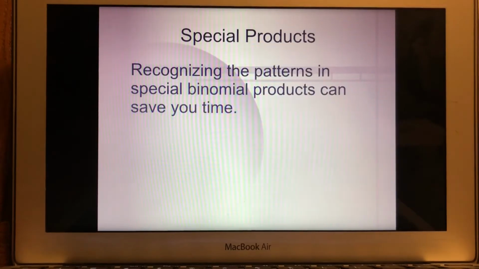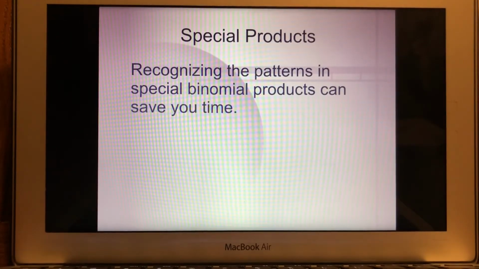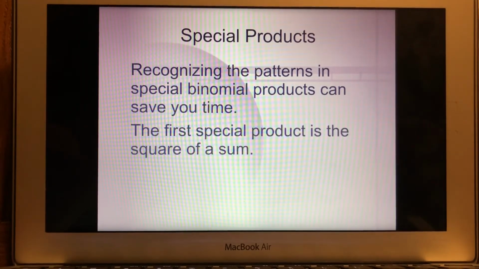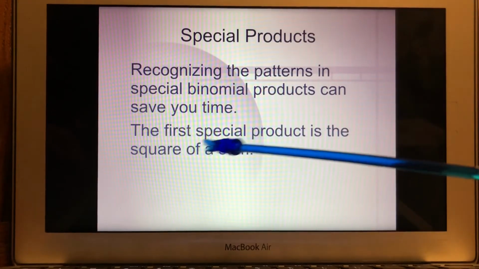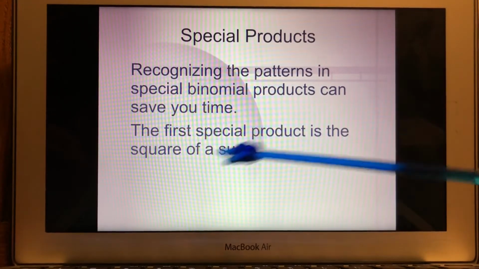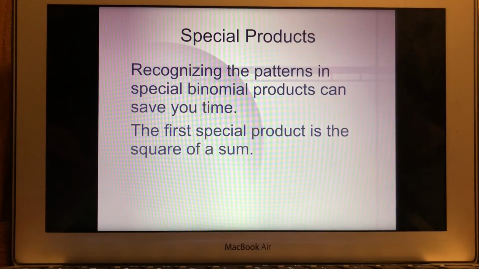These special products, we can see a pattern in them. Recognizing the patterns in special binomial products can save you some time. And I pointed out some of those patterns earlier, and we will continue to see some more of them. All right, the first special product is the square of a sum.